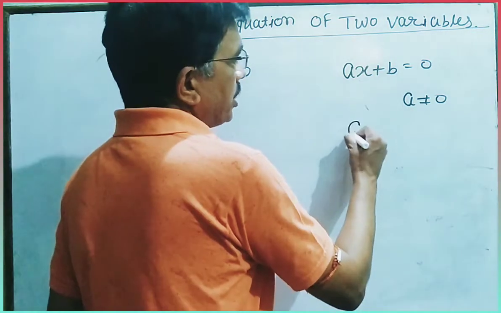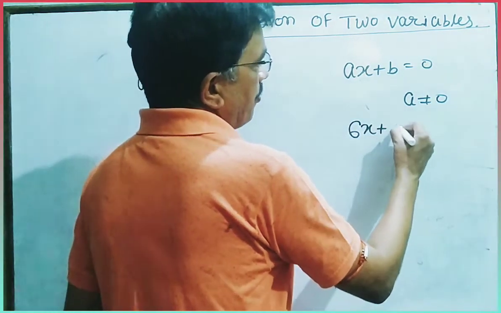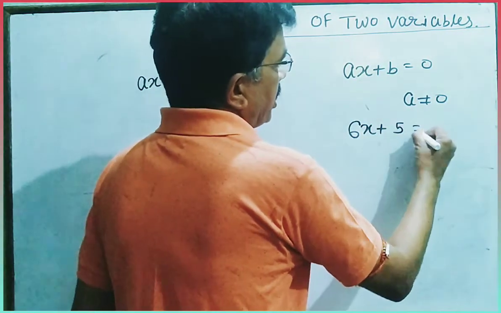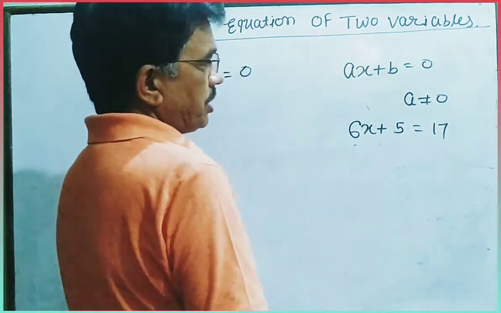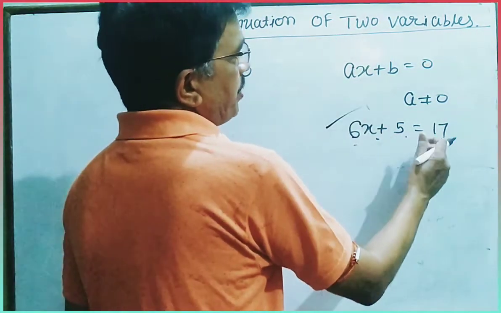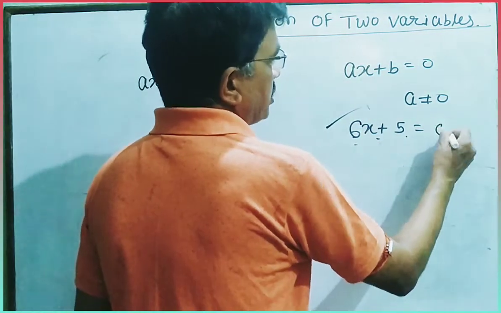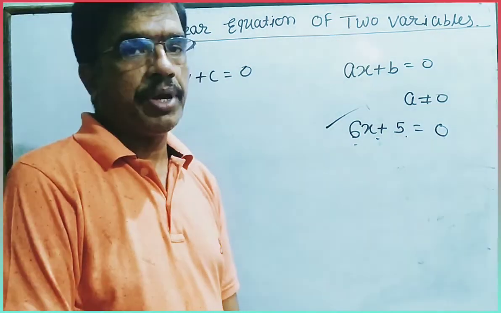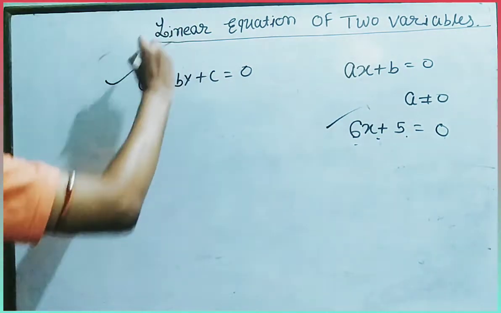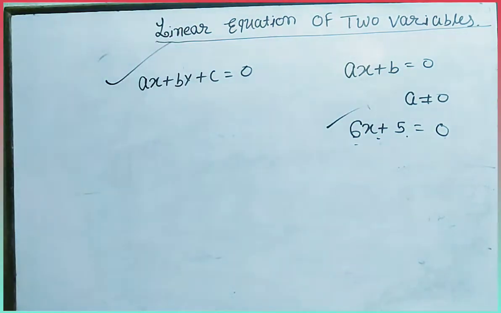In junior classes you know, write 6x plus 5 is equal to 17 and you can find the value of x. This is the form of ax plus b, otherwise ax plus b is equal to 0. It is the form of a linear equation of 1 variable. Similarly, it is the linear equation of 2 variables.